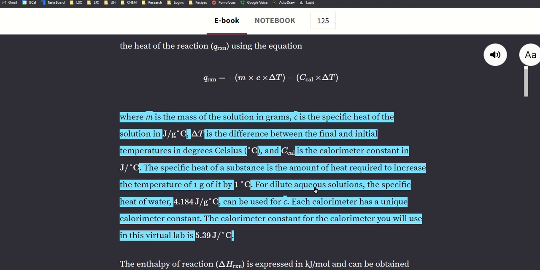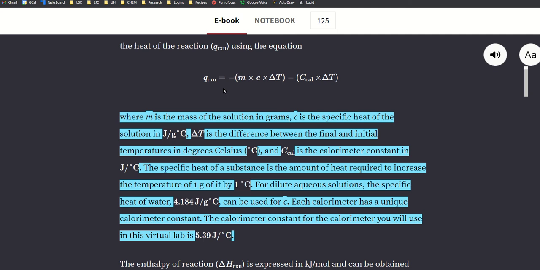For our particular solution, what we're using is the specific heat of water. We're replacing it with that because it's pretty dilute. So it's 4.184 joules per gram times degrees Celsius. And your delta T is your final temperature minus your initial. And then this term right here is a new term that you may not be too familiar with, but all it is is the calorimeter constant for the calorimeter. It's a very specific value, and it's given to you right here. So don't worry about having to calculate that. It's 5.39 joules per degree Celsius. And then this term is exactly the same as that one. It means the exact same thing.